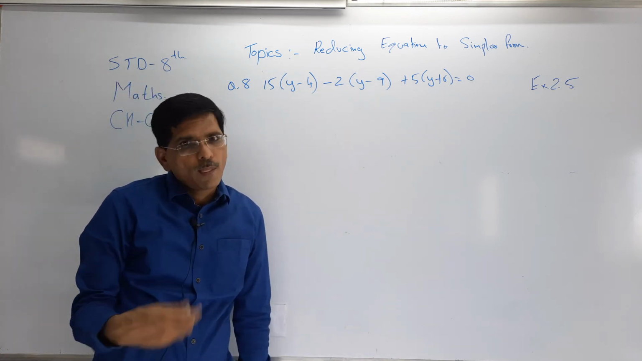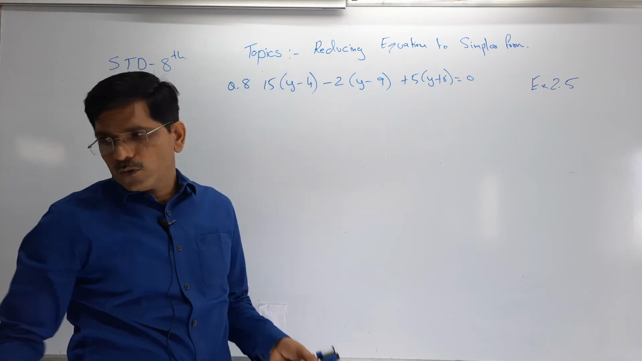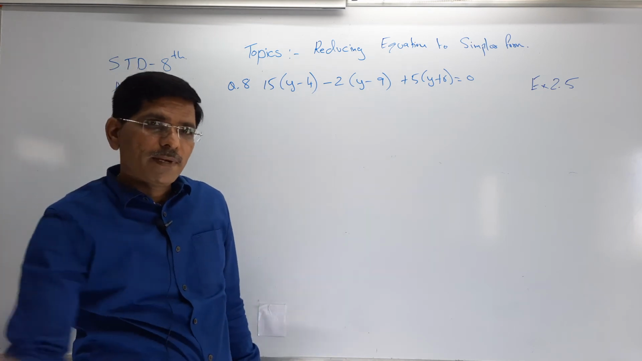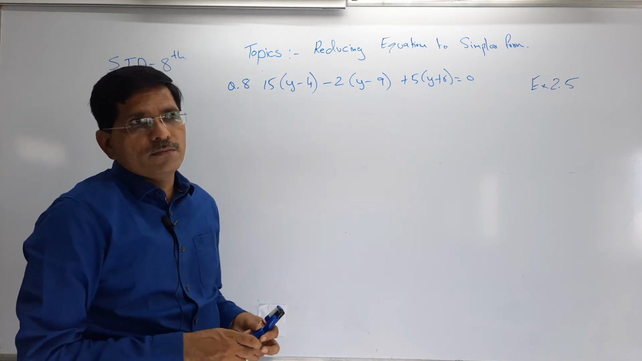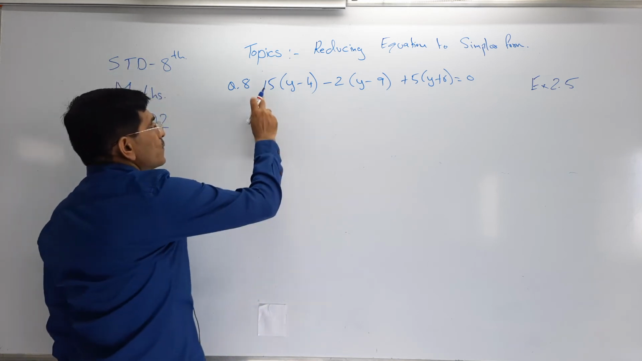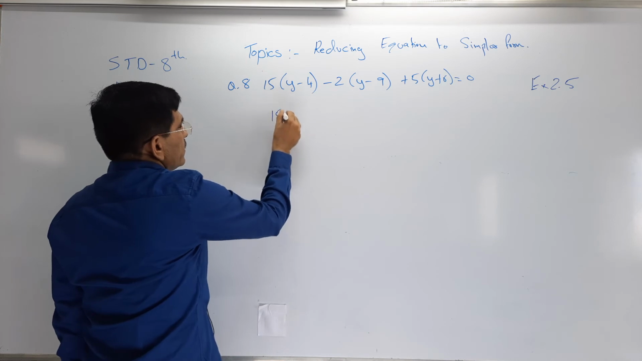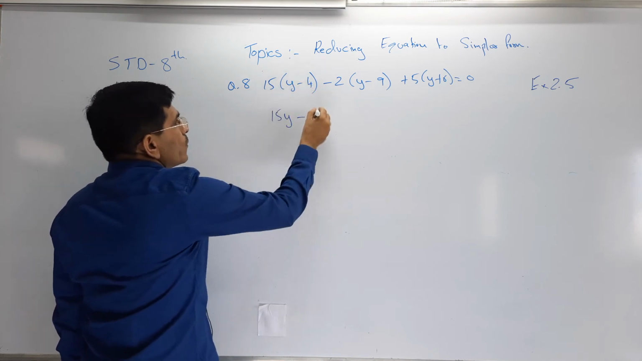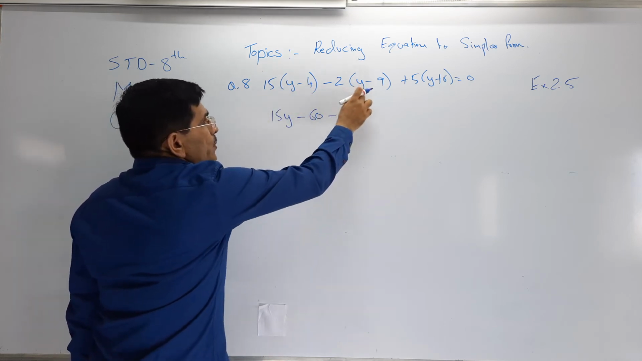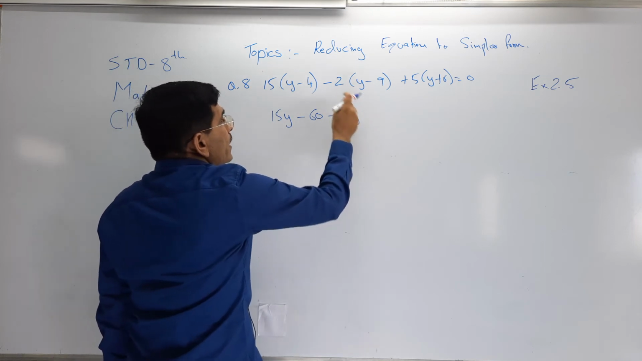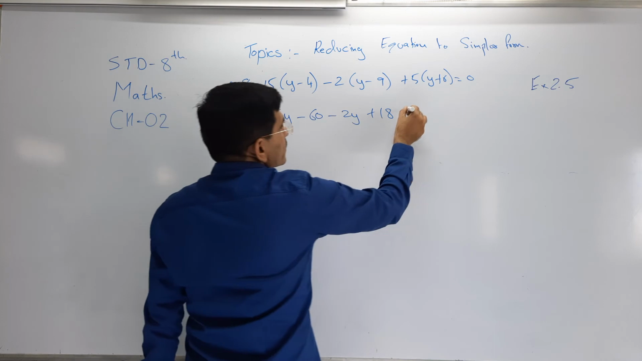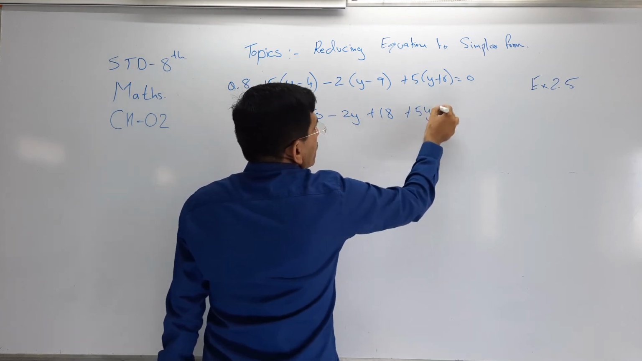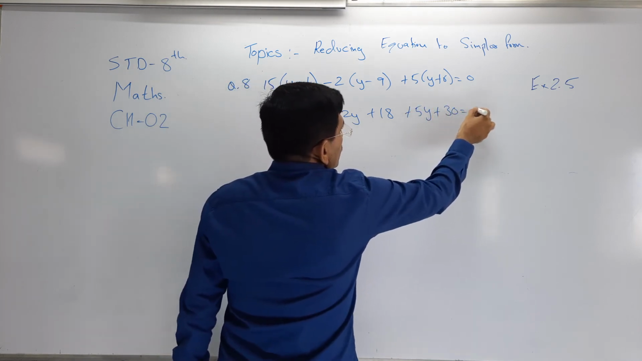Again, the same way we have to go through, we have to open the bracket. When opening the bracket we have to multiply each term inside the bracket. So 15 into y is 15y, 15 into 4 is 60, 2 into y is 2y. Here negative negative is positive, so we write 18 plus 5y plus 30 is equal to 0.